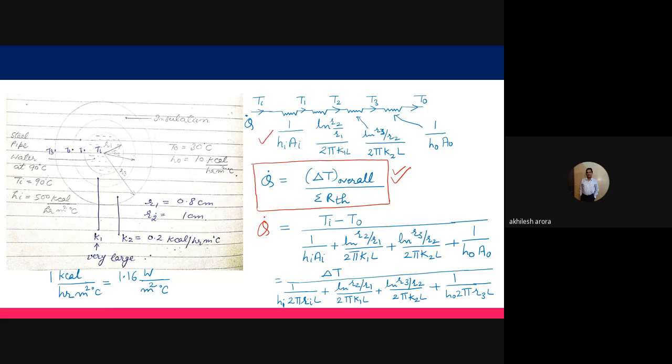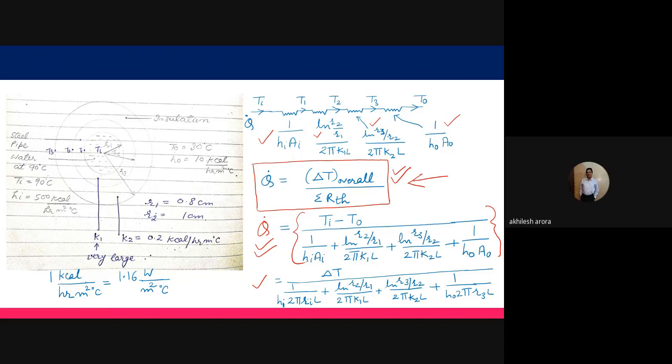This is the convection resistance, then conduction resistance in the steel pipe, then this is the conduction resistance of the insulation, and then this is the convection resistance. Based on this equation, we can always calculate the value of Q dot, which is given by this expression. This we have derived earlier also. Both are different ways and can be used here. So this is the final value of the Q dot.